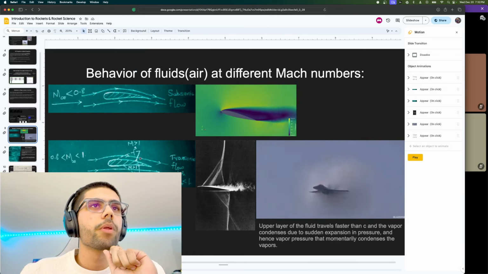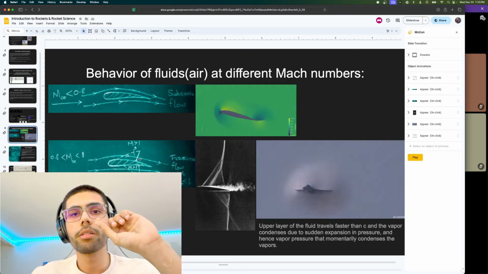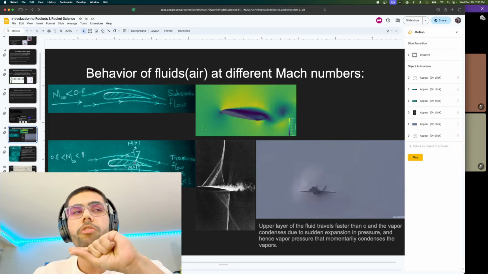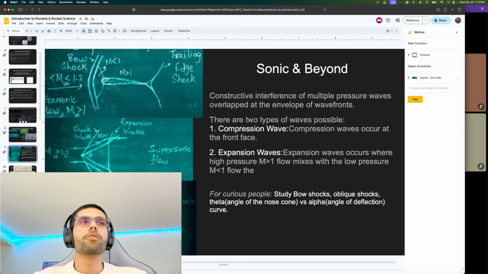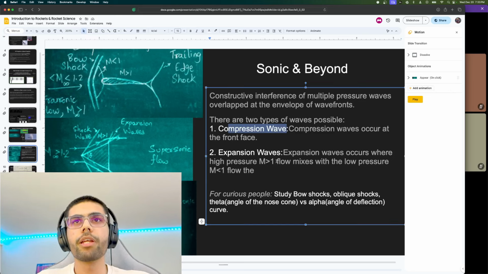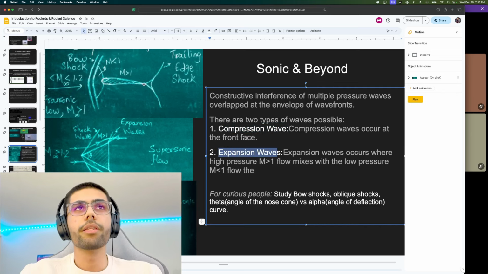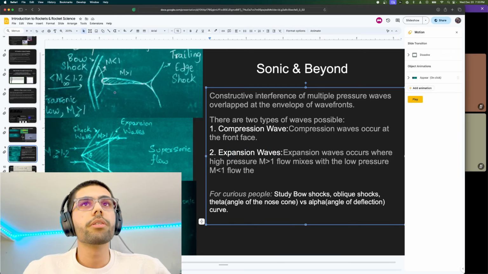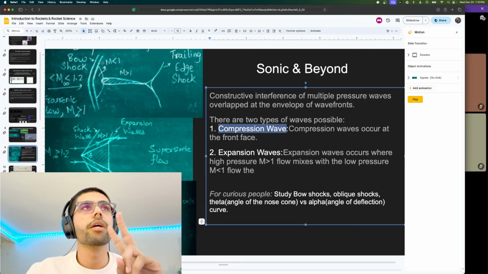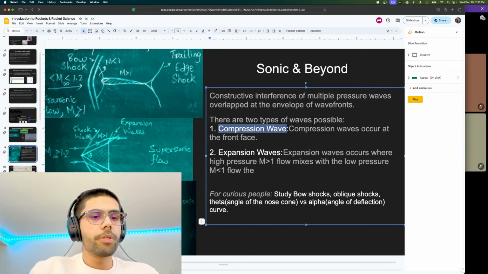We also studied that once this happens, it creates shock waves. When the fluid particles move greater than the speed of propagation of pressure waves, it creates shock waves, and the nature of those shock waves could differ. For example, we have compression waves and expansion waves. Compression waves occur at the nose of the moving object, and expansion waves occur at the trailing edge. The compression waves could be further divided into two: the bow shock and the oblique shock. Let me show you the picture of a bow shock.